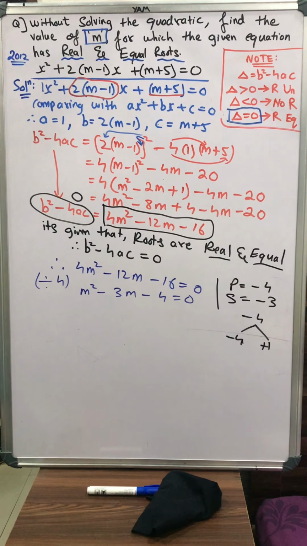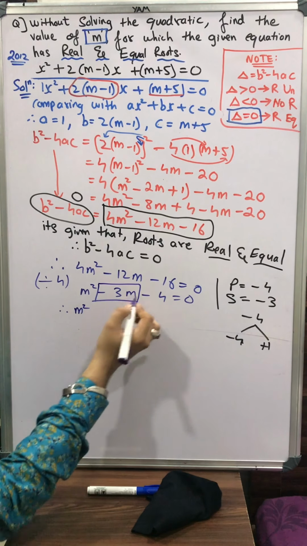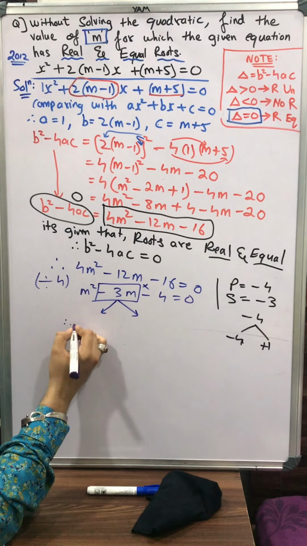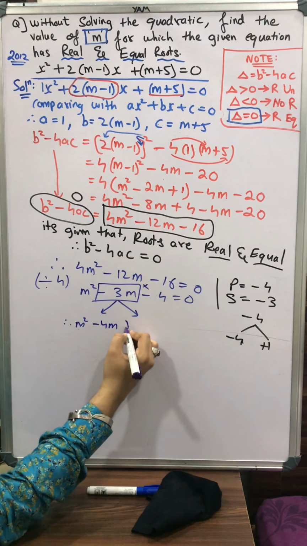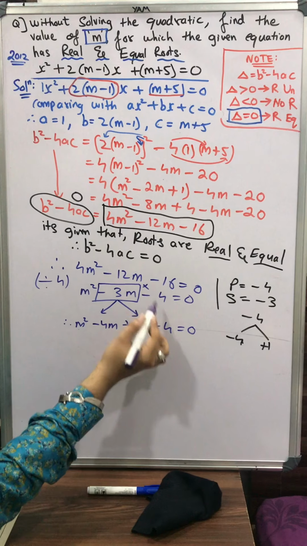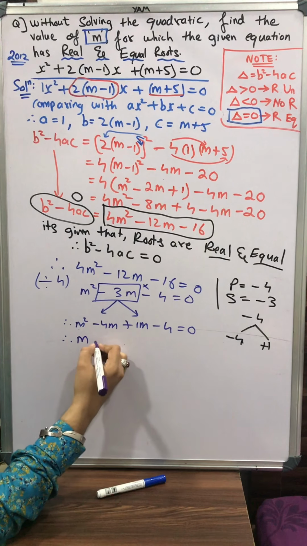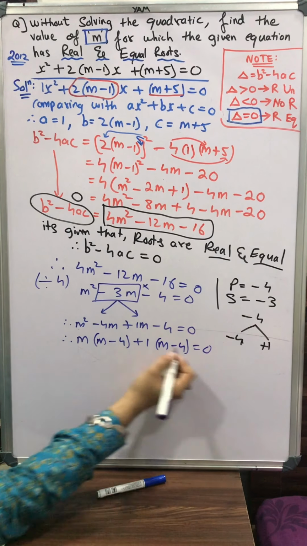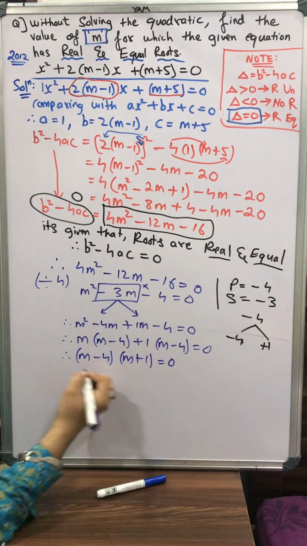Yes, we get it. So therefore m square, I'll write m square as it is. We are doing splitting of the middle term, so I'll not write the middle term. Instead of the middle term, I'll write this minus 4m, and I'll write plus 1m, minus 4 equals to 0. I copied m square as it is, I copied minus 4 as it is. Therefore now here I'll take m common, so here it will be m minus 4 plus 1 into m minus 4 equals to 0. Therefore m minus 4 and here m plus 1 equals to 0.